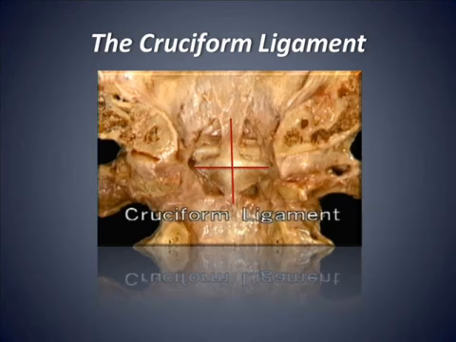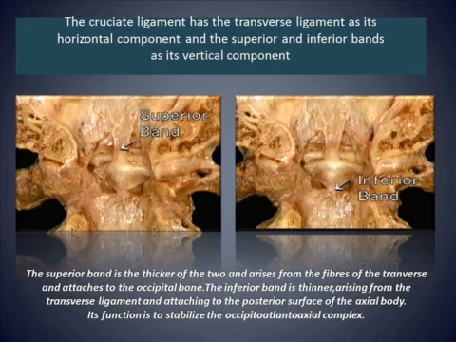The final ligament we'll be looking at today is the cruciform ligament, and this is made up of the horizontal component, being the transverse ligament itself, and then we have the superior and inferior bands. The superior band, which we have labelled, is the thicker of the two bands, and it rises from the fibres of the transverse ligament and attaches onto the occipital bone. The inferior band is thinner, and that arises off the transverse ligament and attaches to the posterior surface of the axial body. Its function is to stabilise the entire complex.